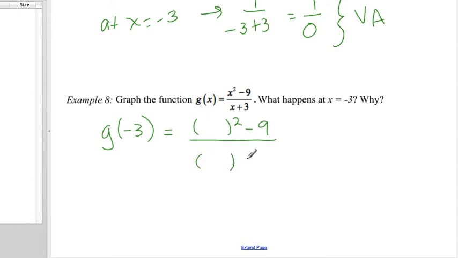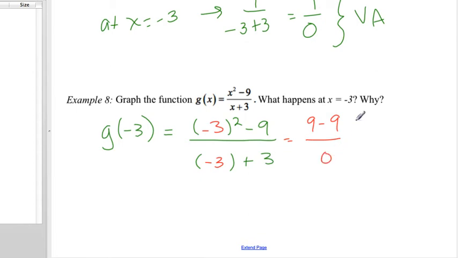I need an x value down here, +3. So I said wherever there was an x, we're going to put in -3, right? Well, what is -3 squared minus 9? This gives me 9 minus 9 over -3 plus 3, which is 0.